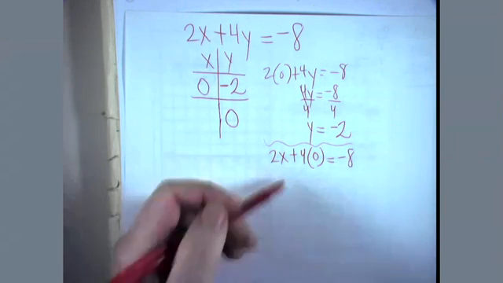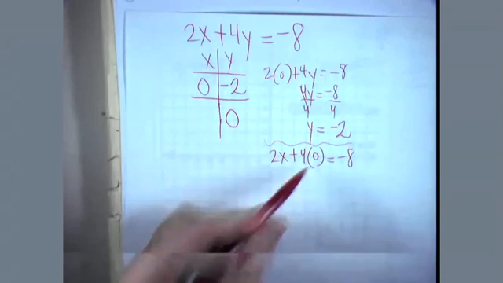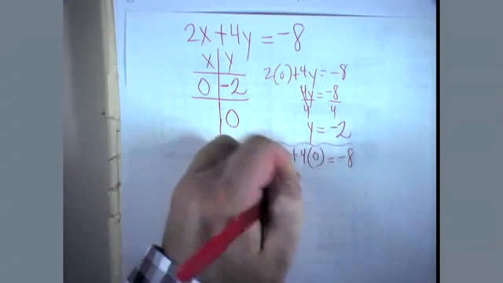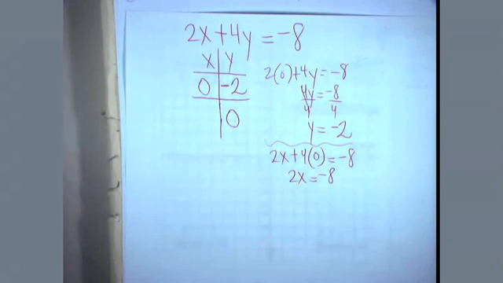All right, so this part here in the middle disappears, and we're left with 2x equal to negative 8. The last step, divide both sides by 2.